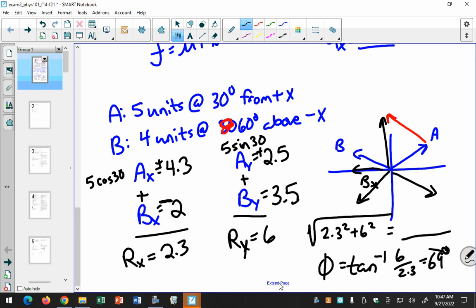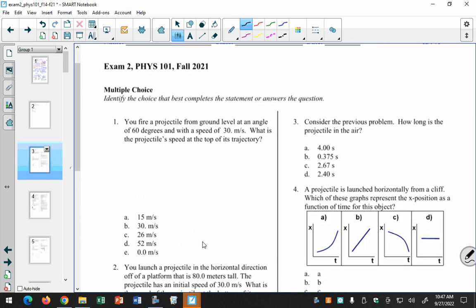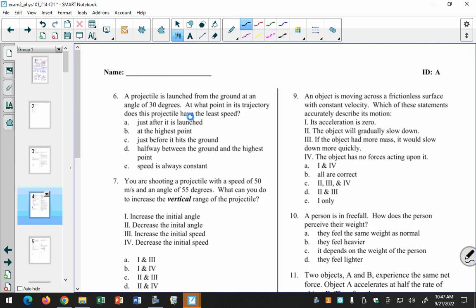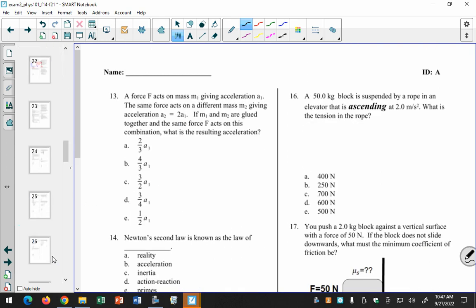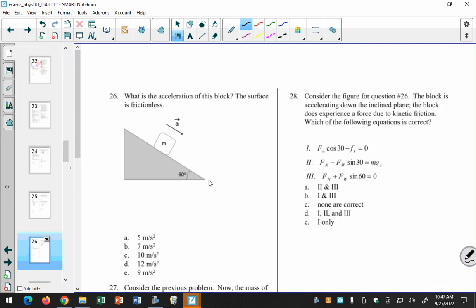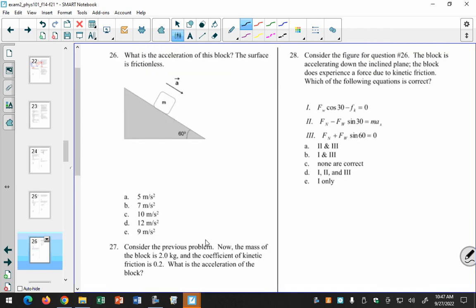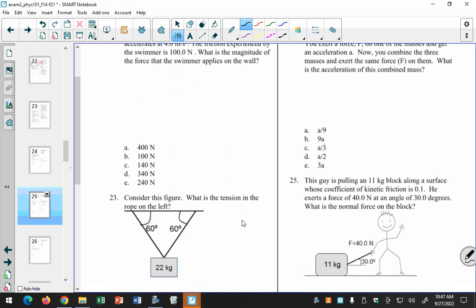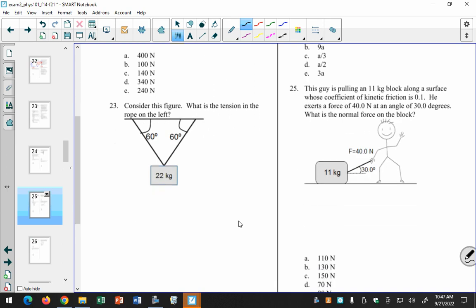All right. What do y'all want to look at? Projectile motion? You want to do a projectile motion for the free response? We've done those before, but it's been a while. Or do you want to look at some particular multiple choice? You will have 2D problems in the multiple choice as well, so don't disregard those.